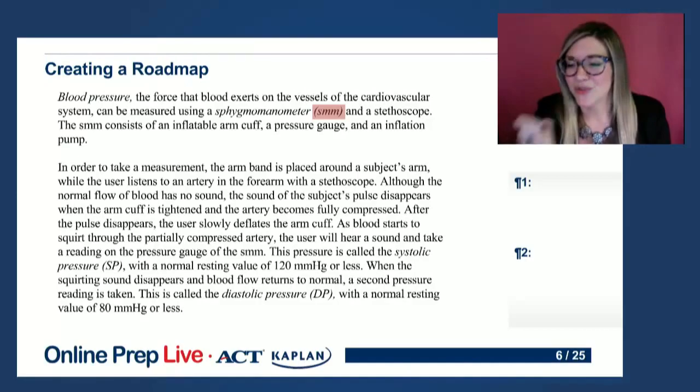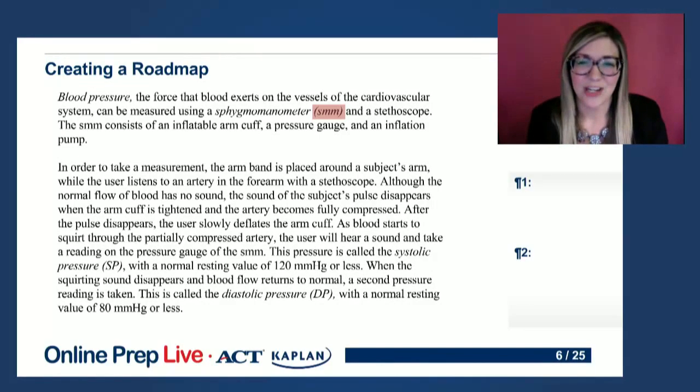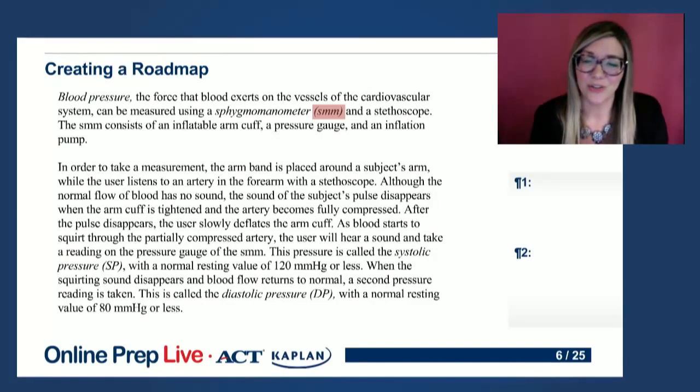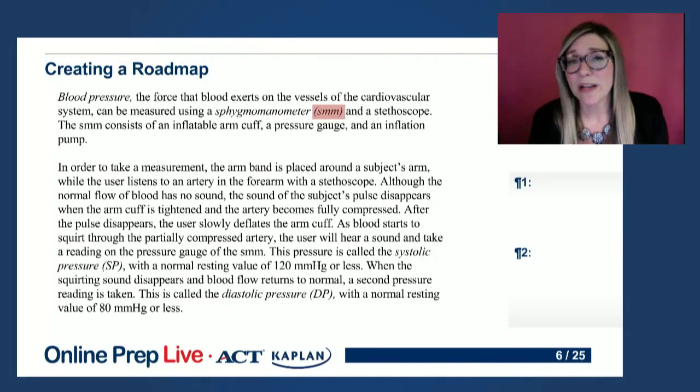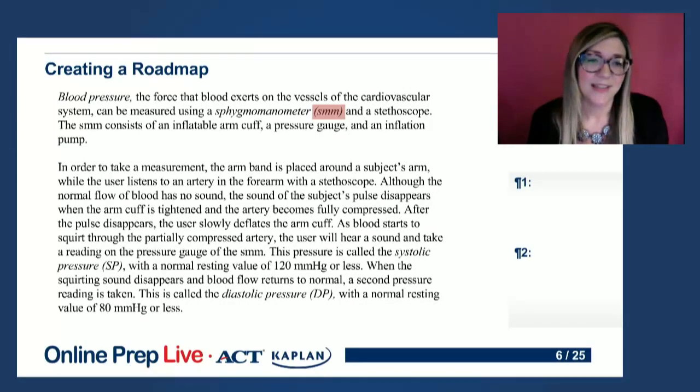This is part of your marking up. So for you guys, you would circle or underline. I'm trying to make it stand out really crisply for you. So you would want to underline or circle this sphygmomanometer, SMM, so that if a question uses this abbreviation, you're going to quickly be able to come back and find that within the passage. So we keep reading. We're going to measure blood pressure using a sphygmomanometer and a stethoscope. The SMM consists of an inflatable arm cuff, a pressure gauge, and an inflation pump.